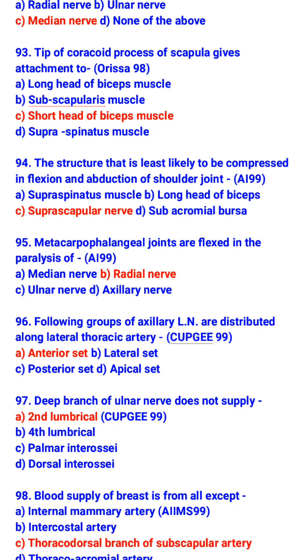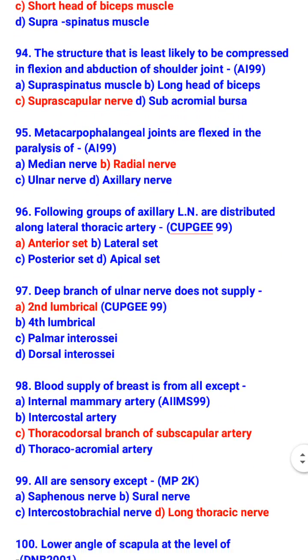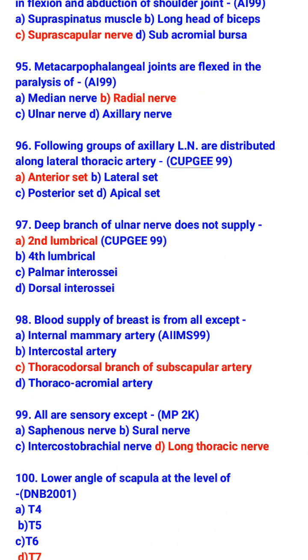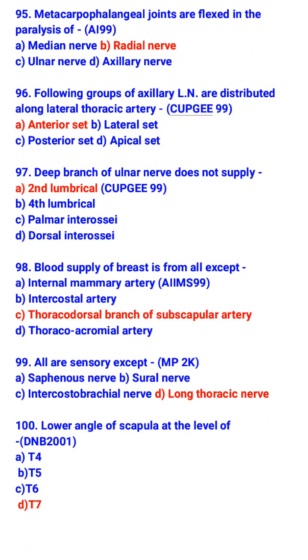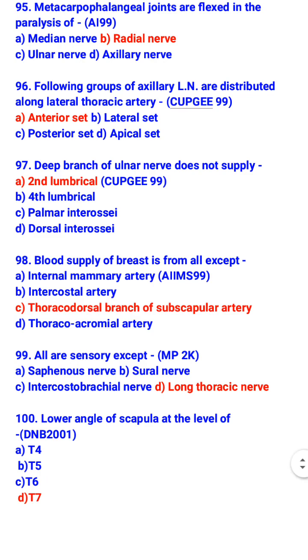Metacarpophalangeal joints are flexed in the paralysis of radial nerve. Following groups of axillary lymph nodes are distributed along lateral thoracic artery: anterior set. Deep branch of ulnar nerve does not supply second lumbrical, but it supplies fourth lumbrical, palmar interossei, and dorsal interossei. Blood supply of breast is from all except. So, blood supply of breast is from internal mammary artery, intercostal artery, and thoracoacromial artery. It is not supplied by thoracodorsal branch of subscapular artery.